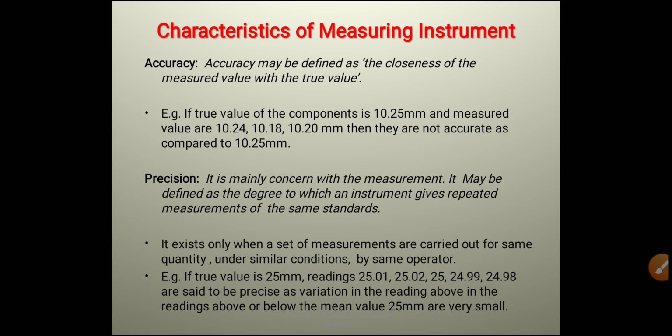For example, if the true value is 25 mm, readings 25.01, 25.02, 25 mm, 24.99, 24.99 are said to be precise, as the variation in the readings above or below the mean value 25 mm is very small.